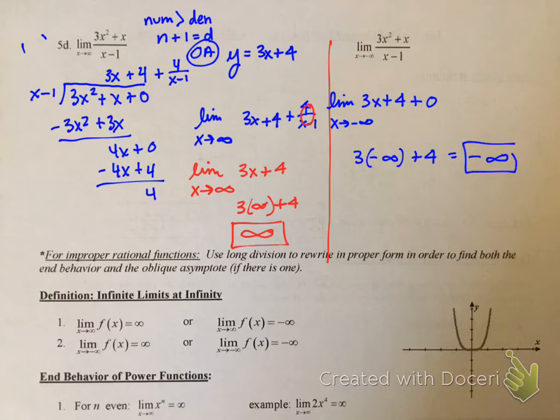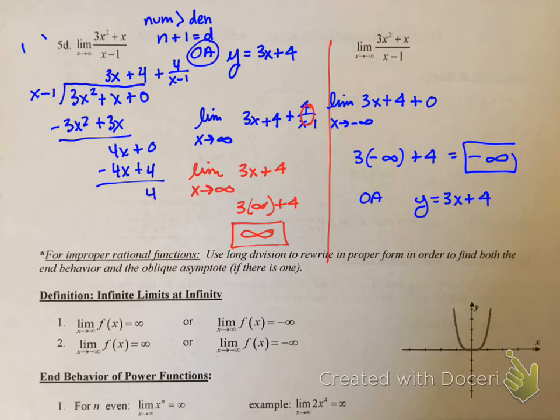So once again, oblique asymptote, the line is y equals 3x plus 4. Okay, so when you have oblique asymptotes, you know that you're going to have either infinity or negative infinity. All right, so here's a note for improper rational functions. Use long division to rewrite it in proper form in order to find both the end behavior and the oblique asymptote. So that's exactly how we handled 5D.